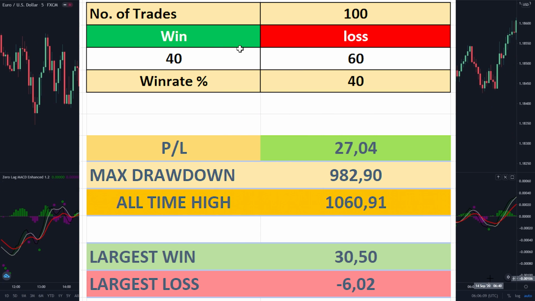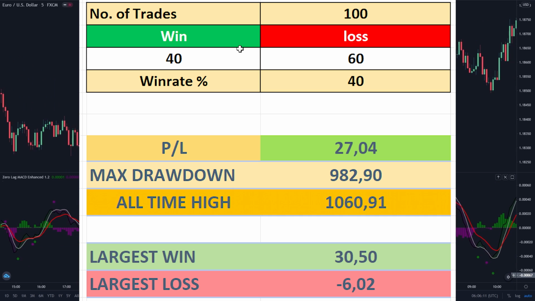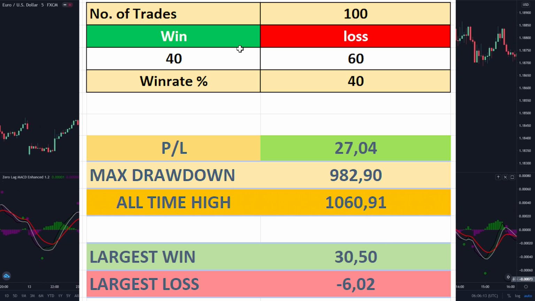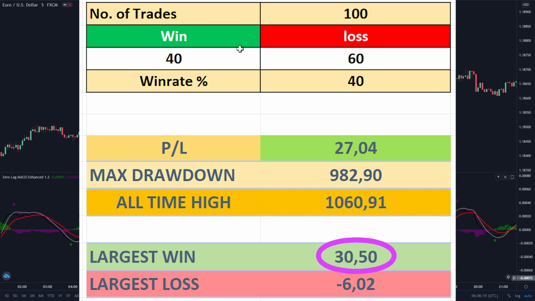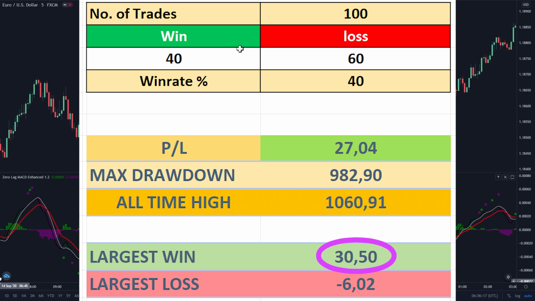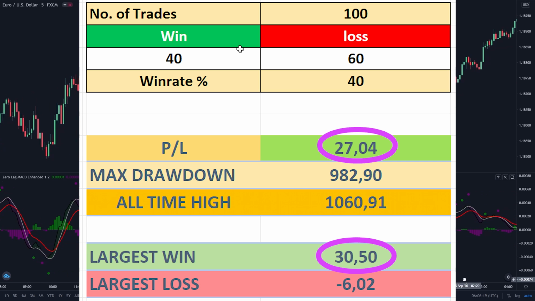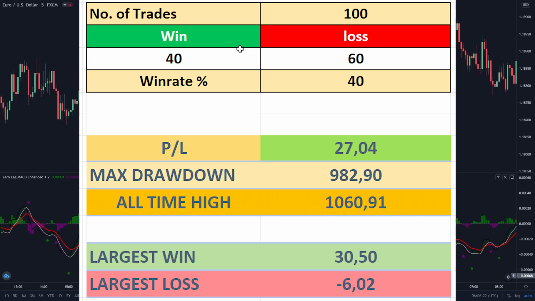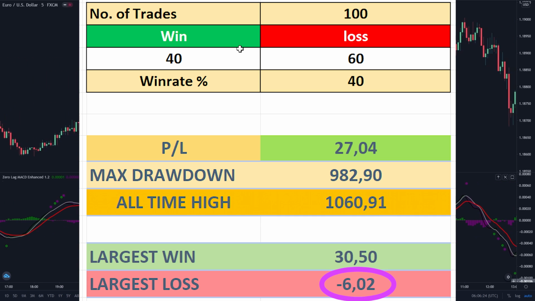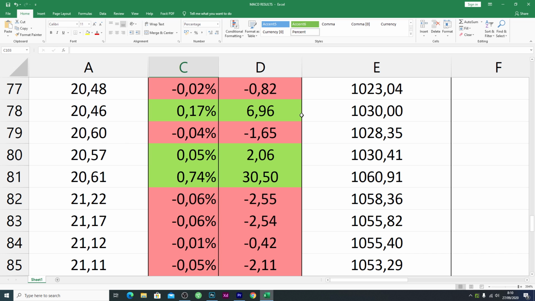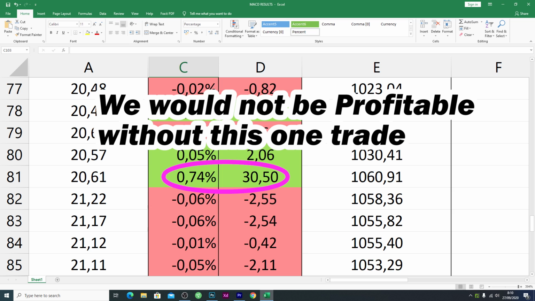But despite making $27 profit, our largest single trade win was $30. So one of our trades made more money than the total profit itself, and our largest single trade loss was only $6. That means that without this one trade, we would not be profitable in the first place, so we actually got extremely lucky.